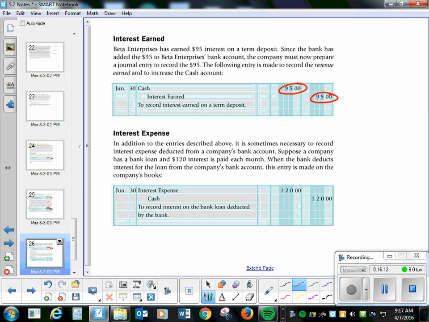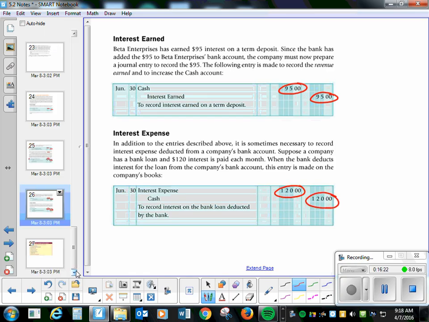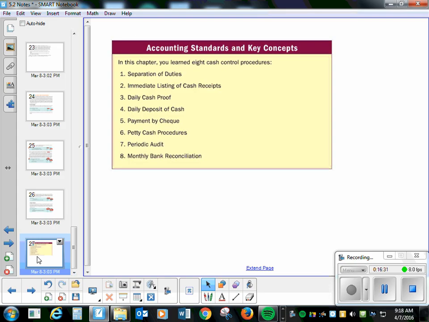Sometimes you also have to pay on bank loans some interest. So your interest expense would go up 120 and your cash would go down 120. So that's the end of that one. It just takes a little bit of practice to do a bank reconciliation, but the steps are exactly the same. So once you do a couple, you'll be good to go. So in this one module, these two sections that we did, we talked about all of these 8 accounting standards for your cash control procedures.